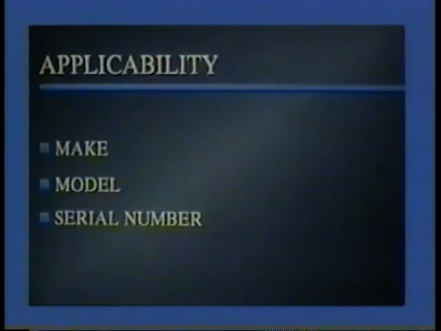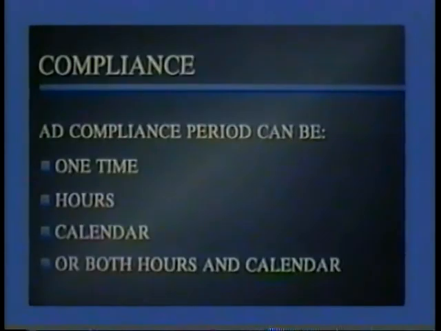The applicability section specifies the product by make, model, or serial number to which the AD applies. The compliance section sets the time limit for you to comply with the AD. It can be a one-time only requirement on a specified hourly basis, number of cycles, or over a calendar time period such as annually or monthly. Compliance can even be a combination of hours and calendar time.